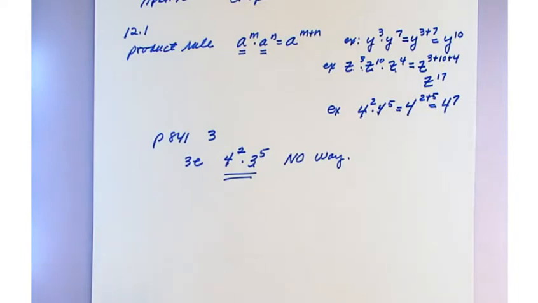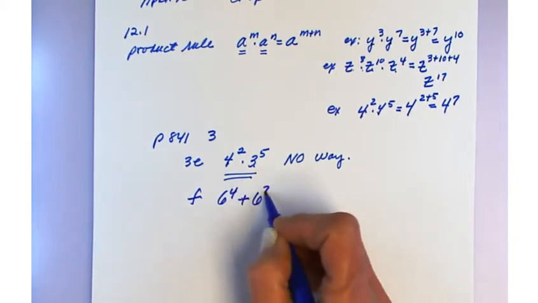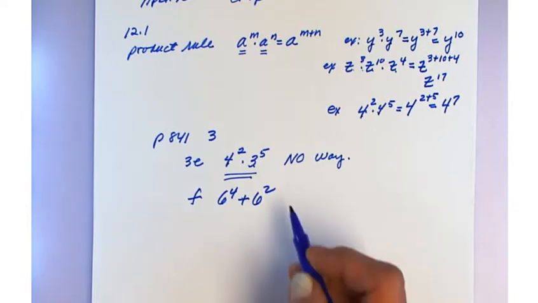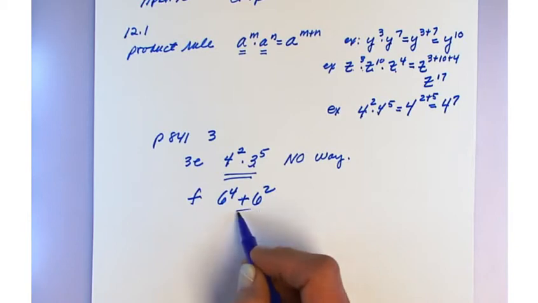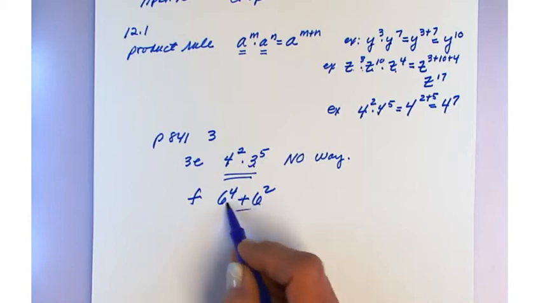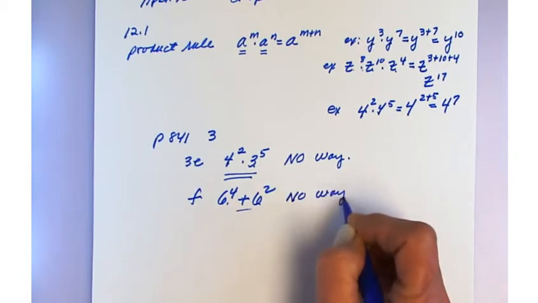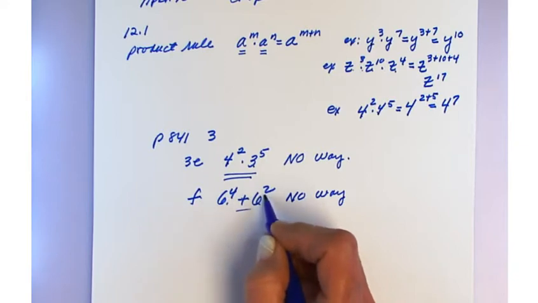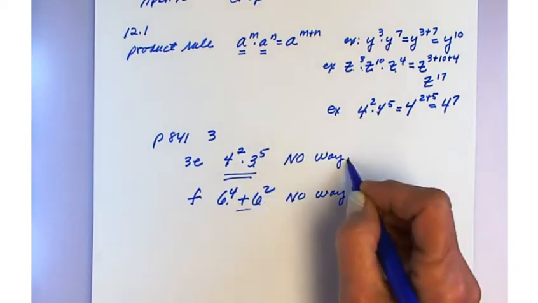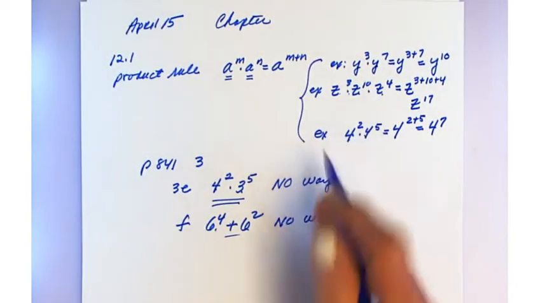Looking at F, we have 6 to the 4 plus 6 squared. And notice how this is different as well. This is not multiplied. We are adding these here. We have no way of adding terms that have unlike exponents. So no way to get an answer there or here. This is what our product rule refers to.